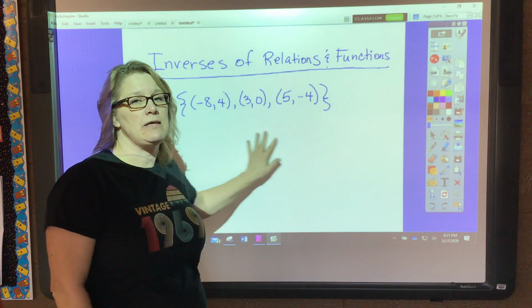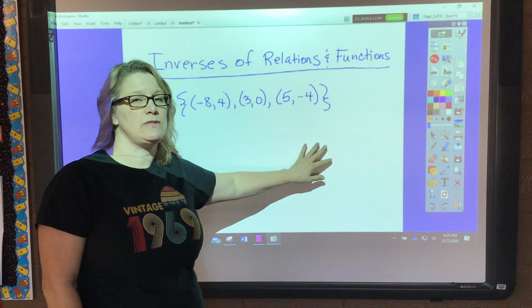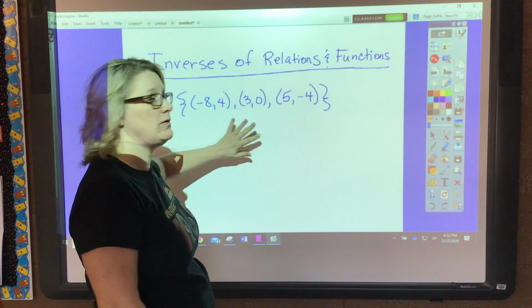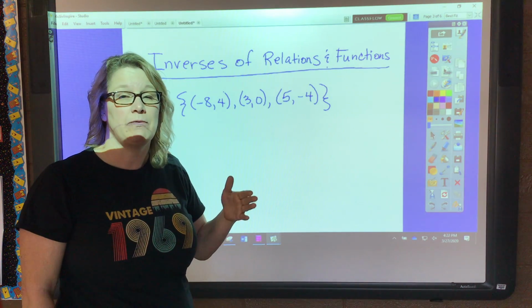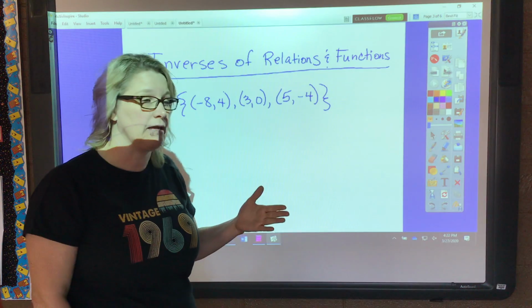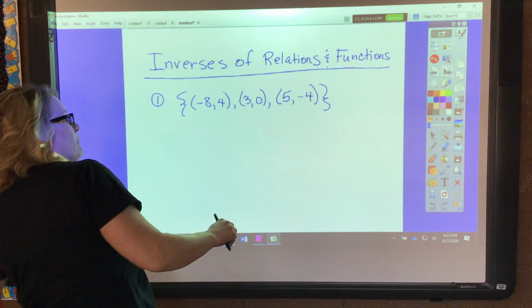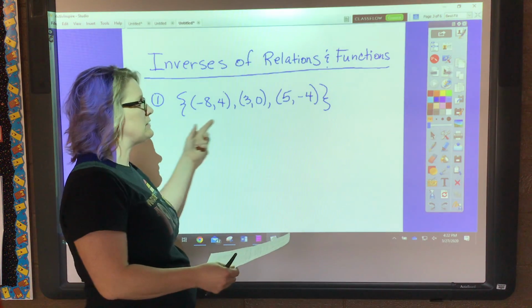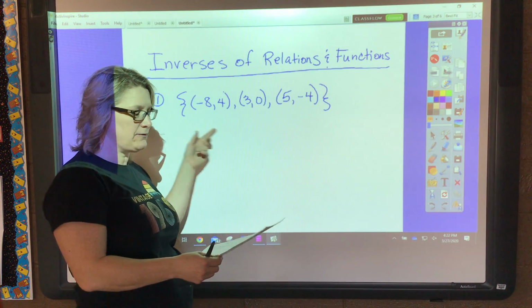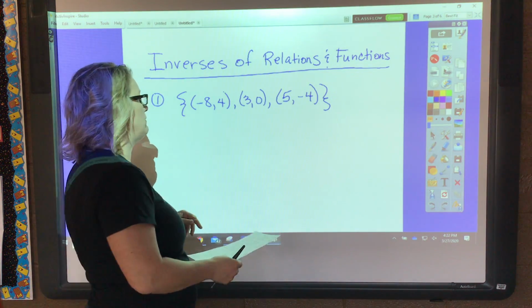Now I did not write down all the directions for this first example on the active board. You have them on your sheet of examples that have been attached to Google Classroom. But let me just remind myself what the directions are going to be for this. The directions for this problem are going to say, please find the inverse of this relation.